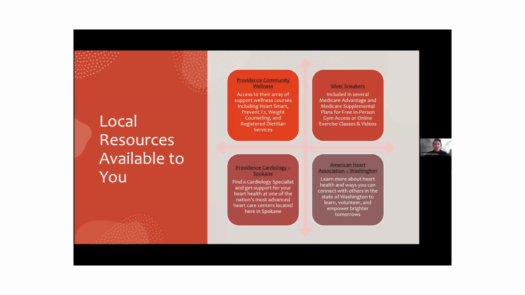Additionally, for ways to get active, Silver Sneakers is an excellent way if you have it included in your Medicare Advantage or Medicare supplemental plan for free in-person gym access or free online exercise classes and videos. Additionally, the Providence Cardiology is always open and offering support and guidance to those who might have heart disease or cardiovascular disease, as well as the American Heart Association, which is an excellent resource for additional education and learning and ways to connect to others who might have heart disease.